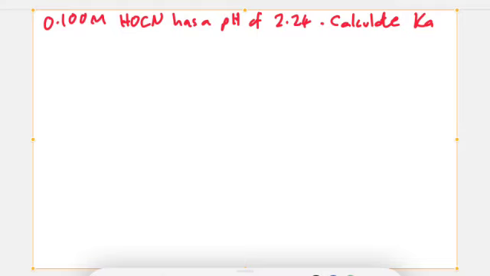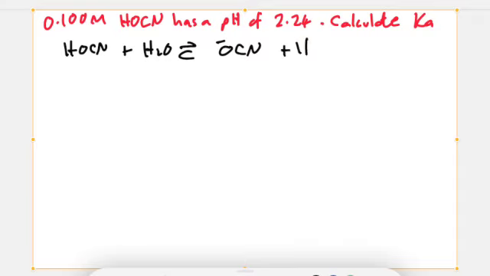We've got 0.1 mole per decimeter cubed HOCN. It tells me it has a pH of 2.24. Calculate Ka. How do we get from Ka to pH? Well, let's have a look at the question to begin with. It's going to react with water. We're going to make our hydroxonium or hydronium ion, H3O+, with our conjugate base, which in this case is OCN-.